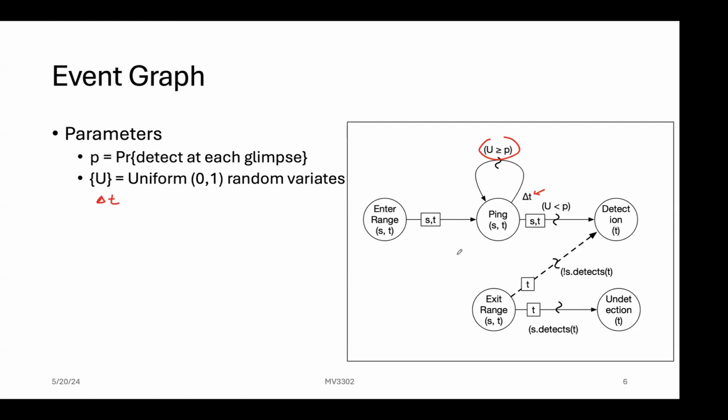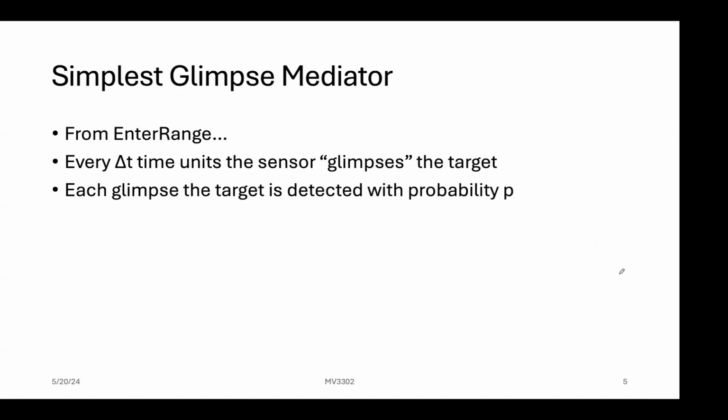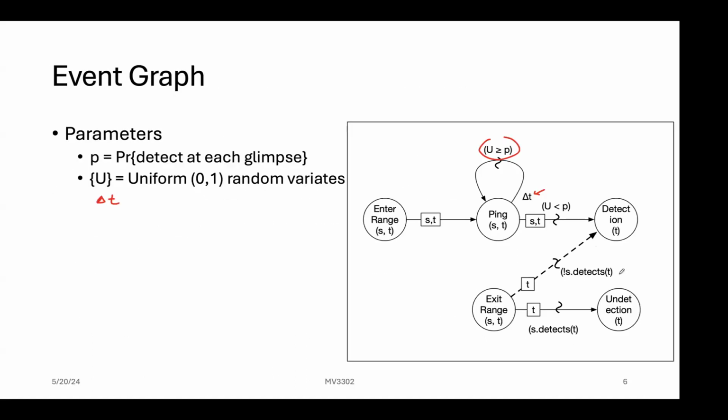So similar to the other case, we have the same situation on the exit range. In other words, when the exit range occurs, that is, when we hear it from the referee, we've either detected the target or we haven't detected the target. If we have detected the target, then we schedule the undetection, in this case immediately. But if we haven't detected it, then we have to cancel any detection which is pending.